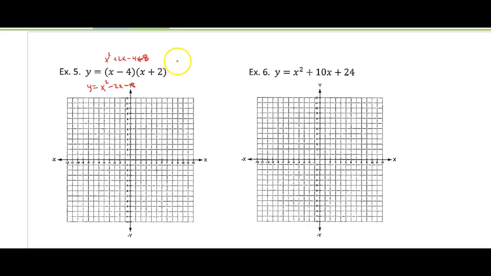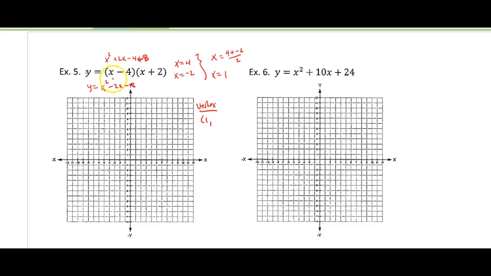But to me, the easiest way to find the vertex here is if I look at my zeros, what are my x-intercepts going to be here? If I let y equal 0, x equals 4 would be a 0, and x equals negative 2 would be a 0. So what I'm going to do is find the average of those. So the x-coordinate of the vertex would be 4 plus negative 2 divided by 2, which in this case would be at 1. So the x-coordinate of my vertex is going to be at 1.